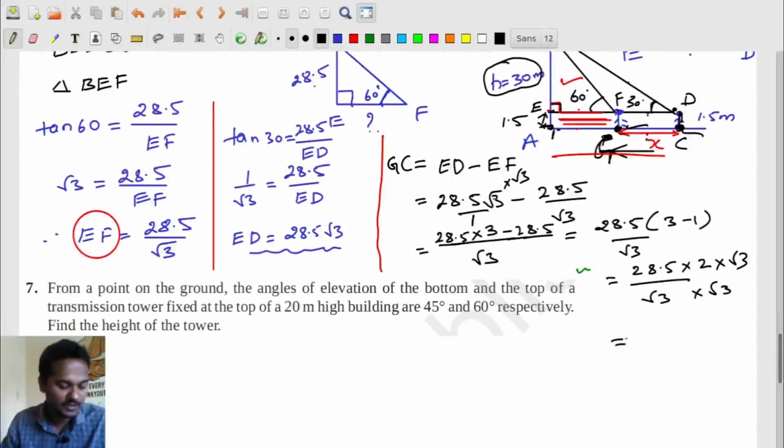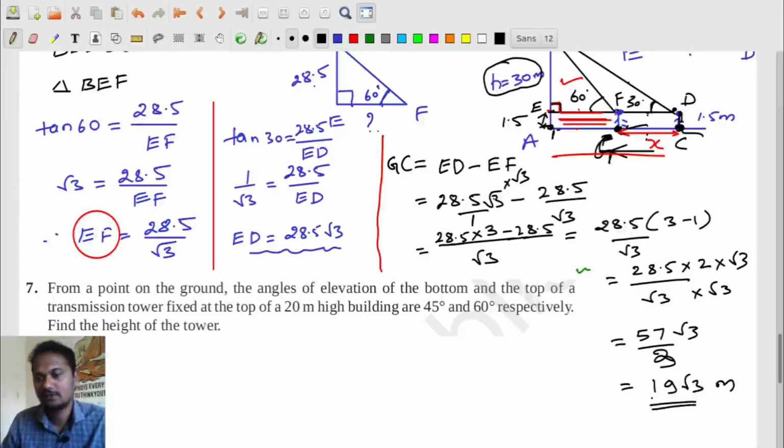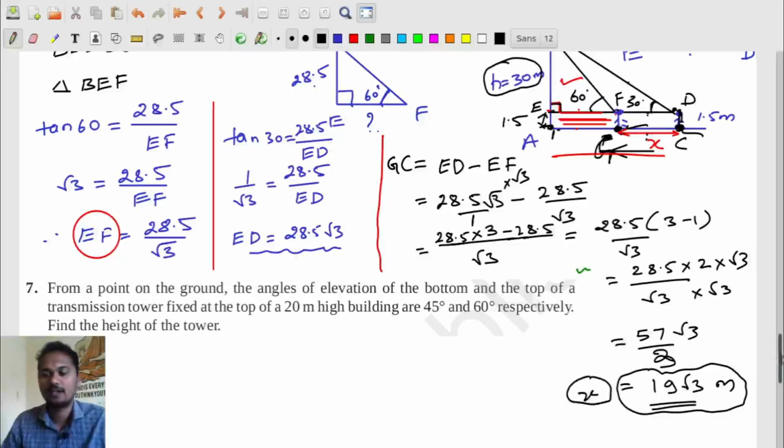So what you will get? Rationalizing the denominator. After simplification you will get 57 root 3 divided by 3, and if you simplify this further you will get 19 root 3 meters. So this is the required length, the distance traveled by the boy from C to G, that is our x. So x is equal to 19 root 3 meters.